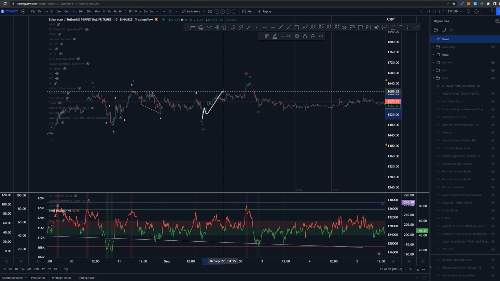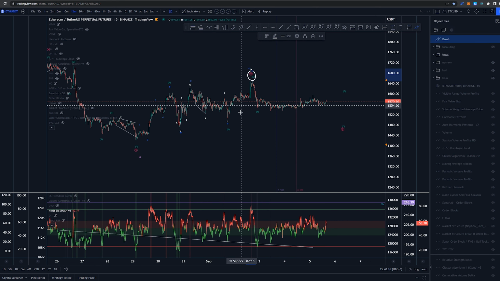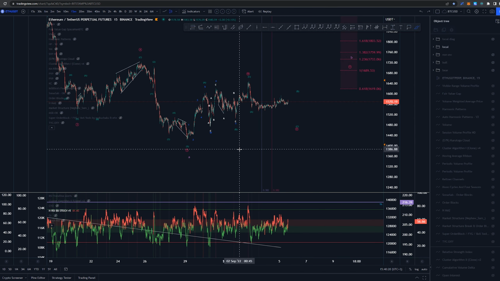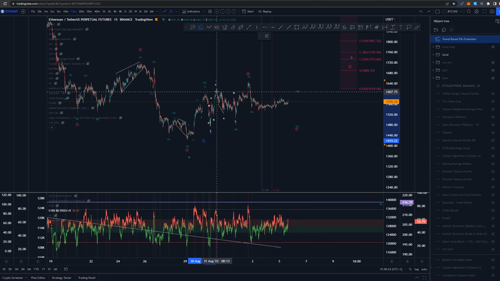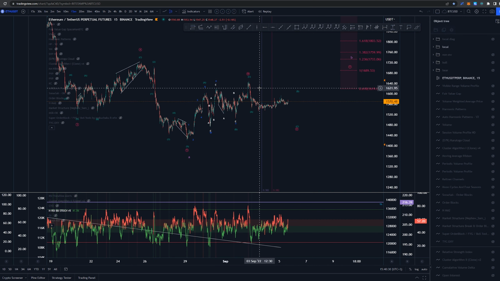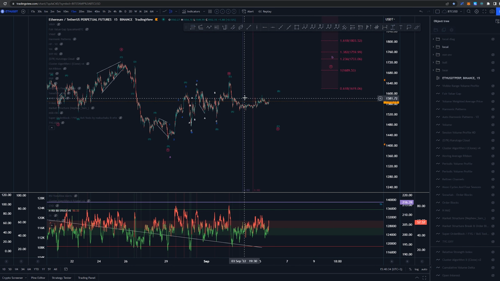Was it 1, 2? Then this was 3, 4, and 5, possibly, or was this 1, 2, 1, 2? I can't remember. But in any case, I would expect this to be the structure that we have here, just because of the time and the extensions we had here. We did not even hit the 1-to-1 extension. We just hit the 0.618 again, which is not really good. But again, it hits the minimum targets that we have.